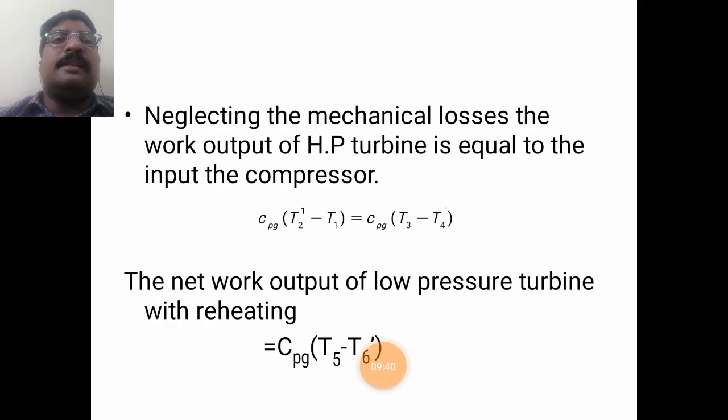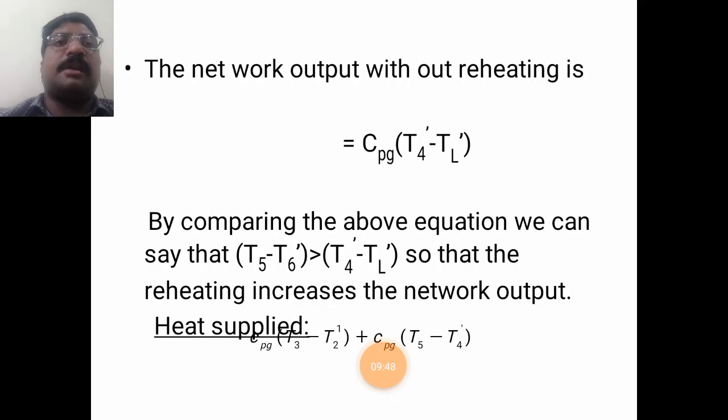Okay. Then the net work output of the low pressure turbine with reheating is CPG into T5 minus T6 dash. Okay. Then without reheating it is CPG into T4 dash minus T6 dash. Okay. So now by comparing the above two equations, T5 minus T6 dash is greater than T4 dash minus T6 dash, so reheating increases the net work output.